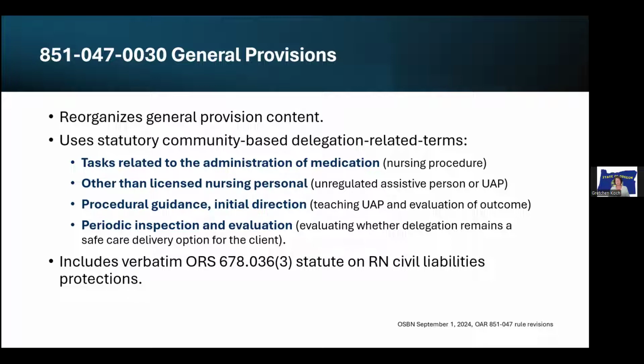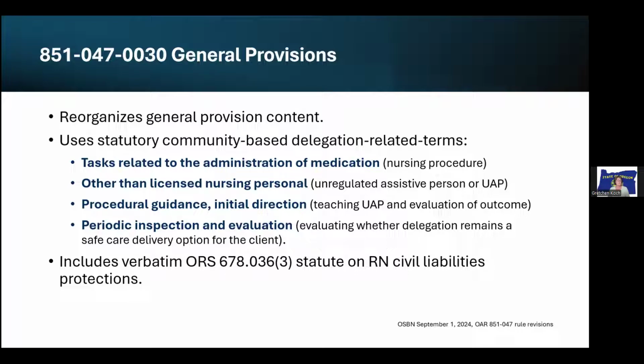Now, for these two terms within this section, those terms are explained, or shall we say defined in here, so that you know that those tasks related to the administration of medication are going to be called nursing procedures, henceforth in the rules, and that other than licensed nursing personnel now means that unregulated assistive person or UAP. Terms such as procedural guidance, initial direction, as well as periodic inspection review, those will be explained or used in such a manner in subsequent rule numbers that you will know what those terms mean.